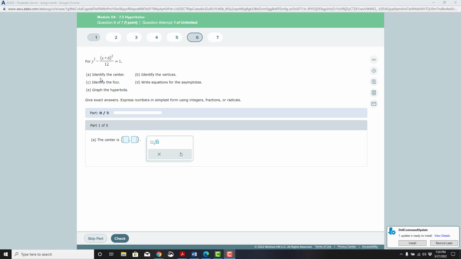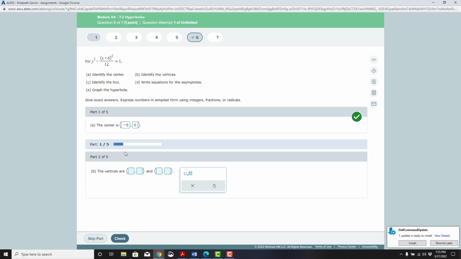The first thing it says is to identify the center. Next to the x, because I want an x coordinate, is this plus 6. This is shifting to the left 6, so when I go to plot the center, I'm going to put negative 6. And then there's no number next to the y, so it's being centered kind of like 0, 0. So that y value is 0. It's not shifting up or down any. So let's check that part first. Perfect.